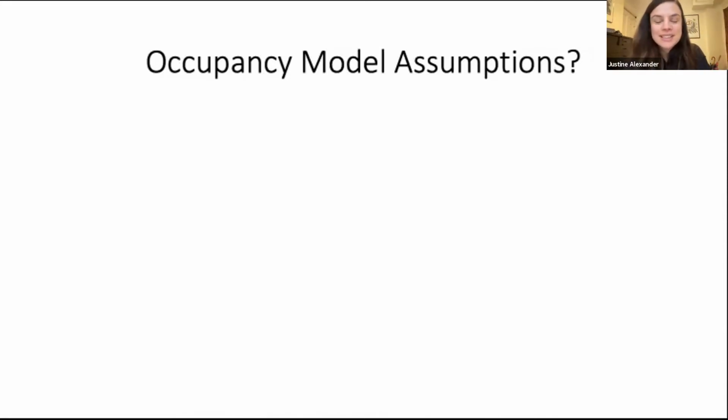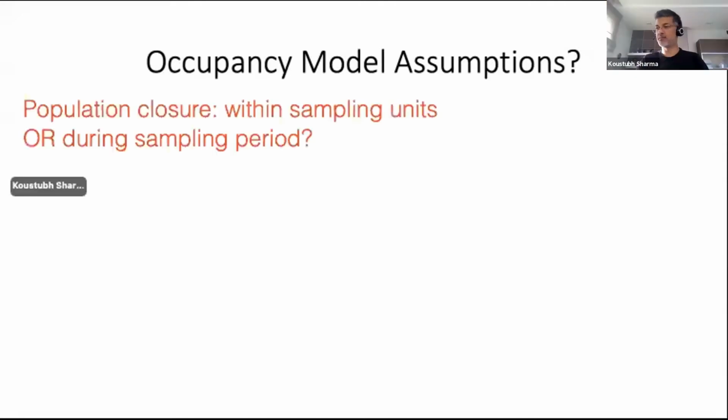Closure. So, yes. Okay, so Nilofer, if you could please elaborate a little more. Within sampling units or during sampling period. So these can have two different connotations. Which ones do we assume? Population closure. Kustub, I don't see your notes. Are they on? They should be. Now they come in a while. Okay. During sampling period. Well done. Thank you. That's a good point.